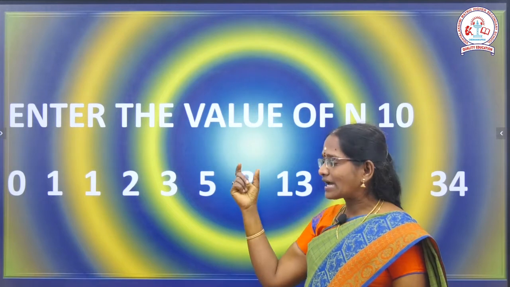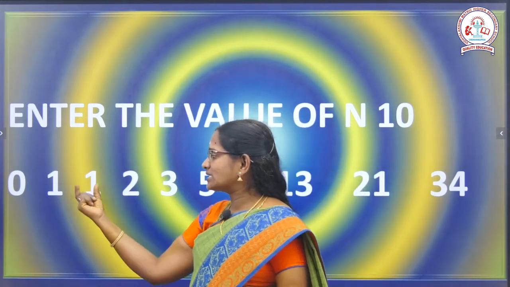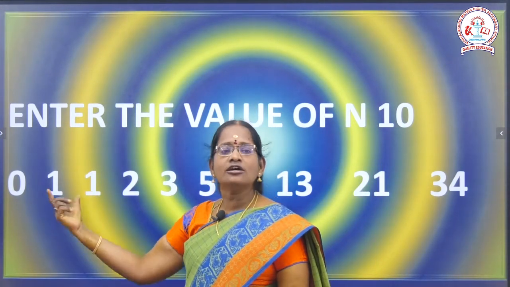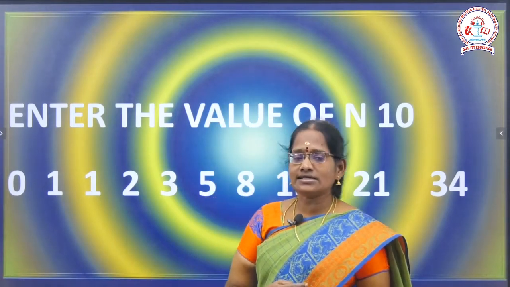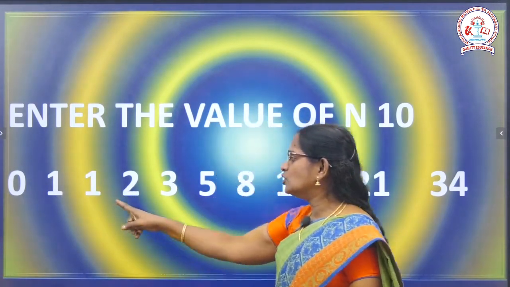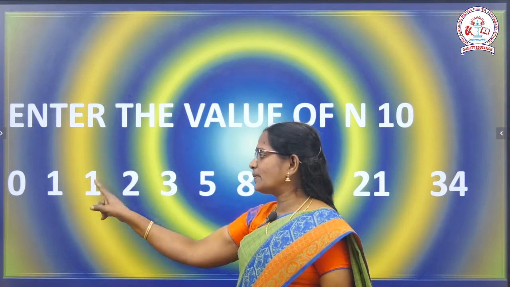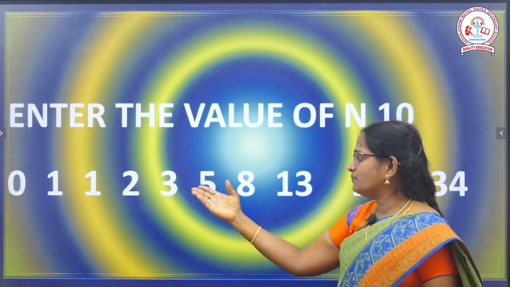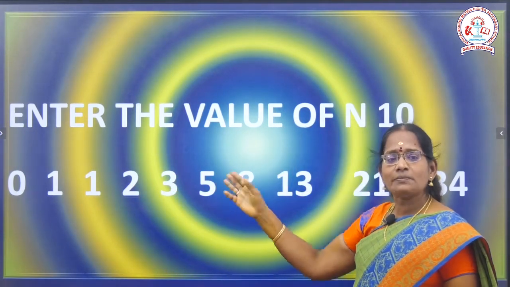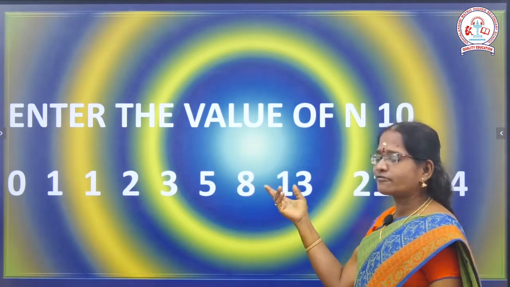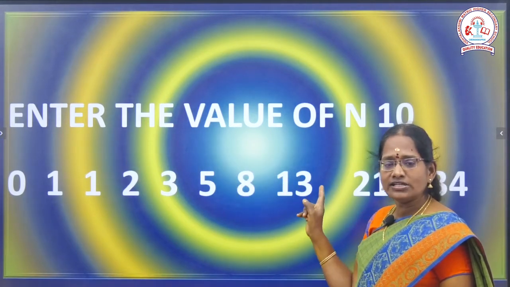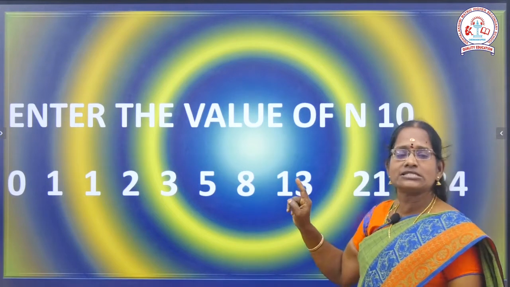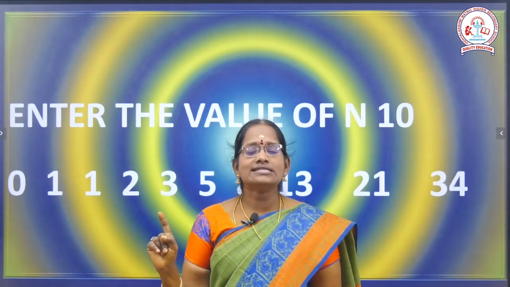We are using \t, so it's producing the gap. It's producing a 4 character space in between the numbers. So first 0, 1, then 0 plus 1 is 1, 1 plus 1 is 2, 1 plus 2 is 3, 2 plus 3 is 5, 5 plus 3 is 8, again 8 plus 5 is 13, 8 plus 13 is 21, again 21 plus 13 is 34. So this is the answer.